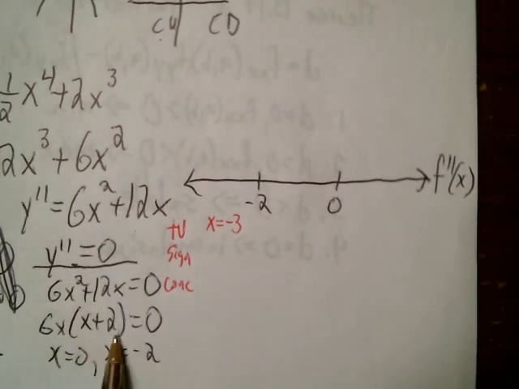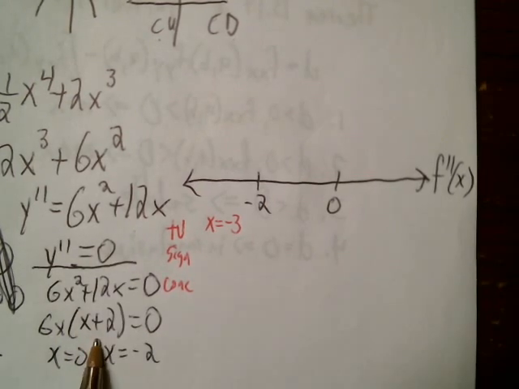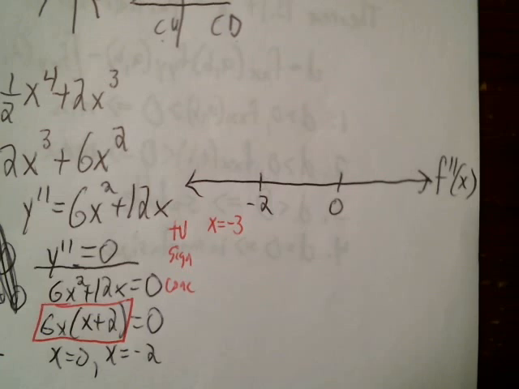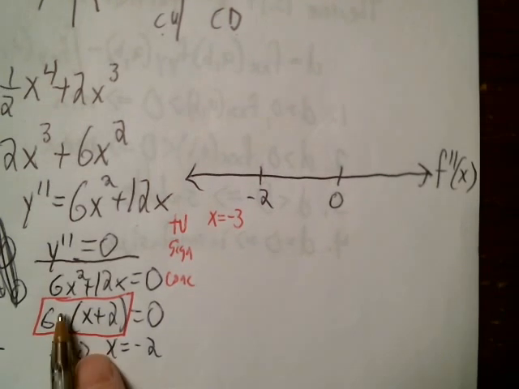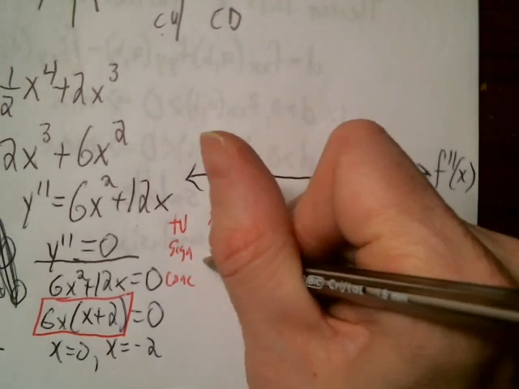And it's probably easier to work with this form, as long as it's algebraically equivalent. Then you can work with the simplified version. Okay? So I'm just going to plug stuff into here. So if I plug negative 3 in there, I'll get a negative 18 times negative 1. Negative 3 plus 2 is negative 1. That will be negative times negative, which is positive, so it's concave up.